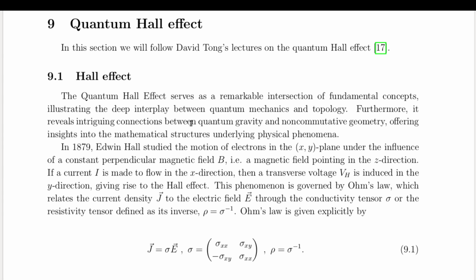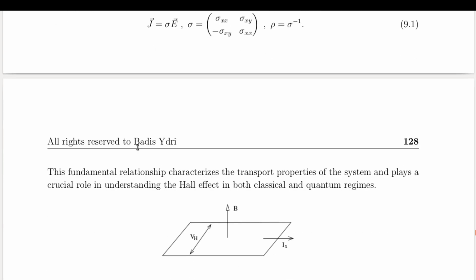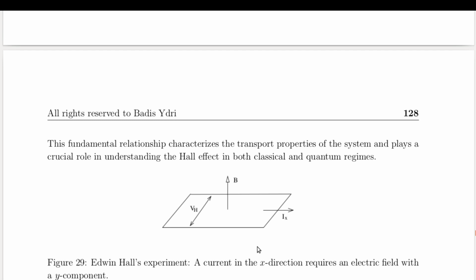Hall effect. In the first segment, we explore the discovery of the Hall effect by Edwin Hall in 1879. The Hall effect occurs when a current flows in the x direction under a perpendicular magnetic field in the z direction, leading to the induction of a voltage in the y direction due to the Lorentz force acting on the charge carriers.